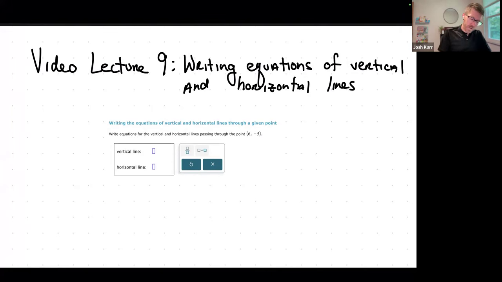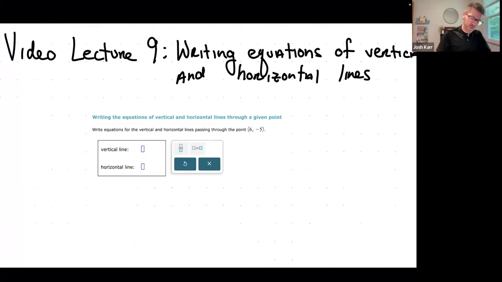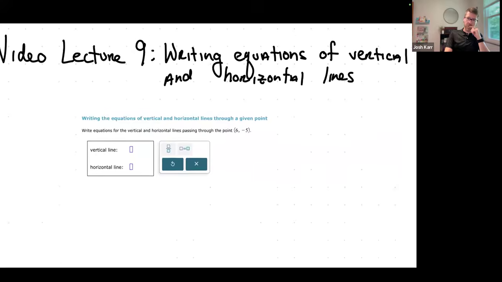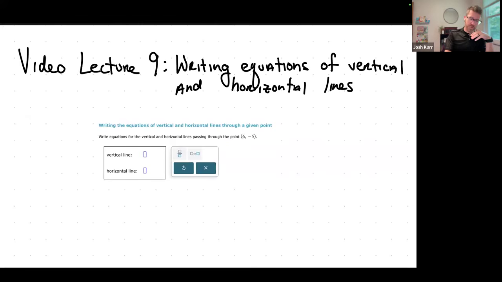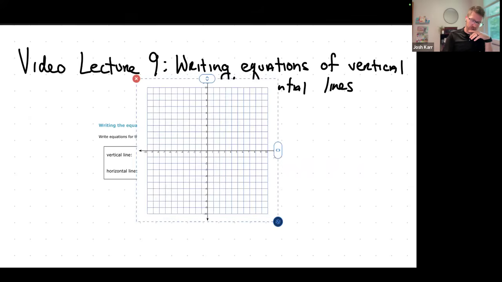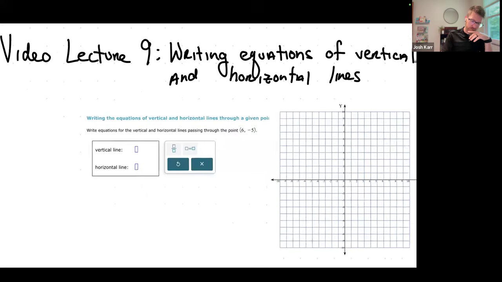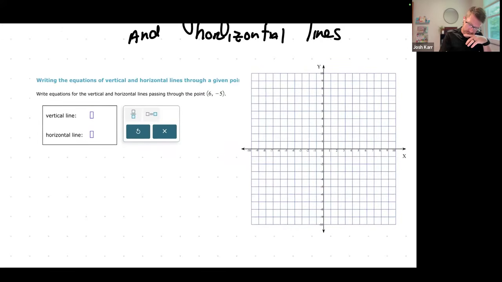To start out, I'm going to bring our attention to the one that's written here from Alex. We're writing the equation of the vertical line as well as the horizontal line that goes through this specific point, 6, -5. What I would like for you to do is make yourself a graph. I have a piece of graph paper here, but yours doesn't have to be anything fancy. Put 6, -5 on that graph. So write 6, down 5. Okay. Let's draw the horizontal line through this point.